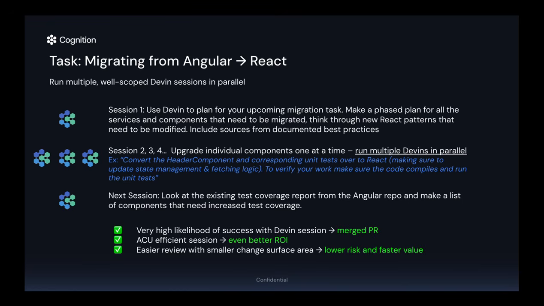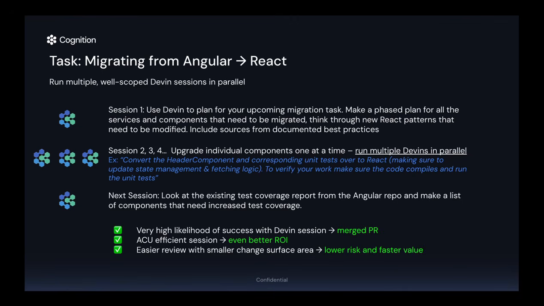And then we can start running multiple sessions in parallel, especially when you think about an Angular to React migration. You're going to be migrating dozens to hundreds of individual components one at a time. And so each of those could be really well-scoped Devin sessions to say, let's convert the header component and all the corresponding unit tests over. Let's make sure to update the state management and the fetching logic based on our best practices, verify your work, making sure the code compiles and running those unit tests. And you could execute multiple of these Devin sessions in parallel, converting a bunch of components at a time.